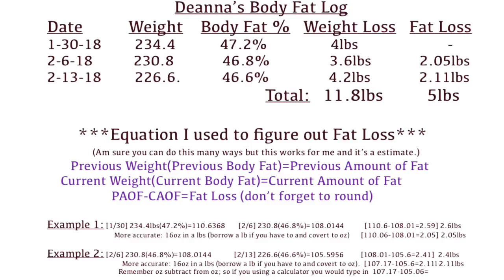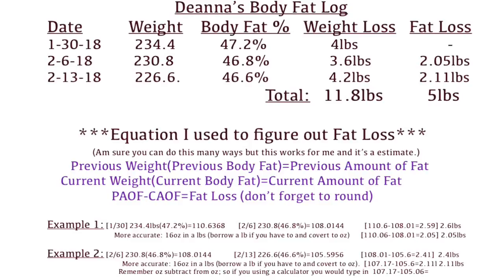Give me 1 second because I'm looking at the screen while I'm talking. I'm so sorry, guys. Okay, if you do 110.06 minus 108.01, that will give you 2.05 pounds. But if you put in the calculator 110.6 minus 108.01, it's not going to give you that amount.